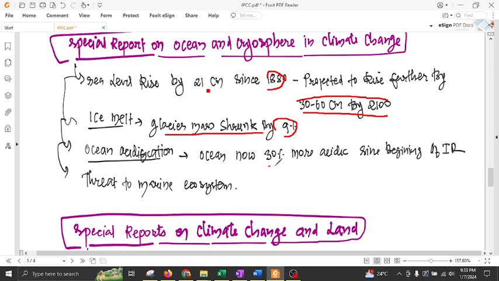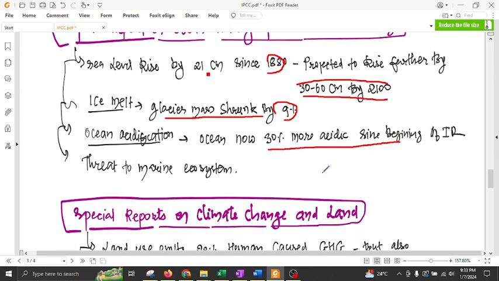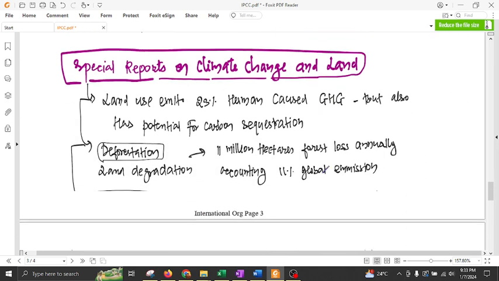The ocean is now 30% more acidic since the beginning of the industrial revolution, which is causing a threat to the marine ecosystem. The last report is the special report on climate change and land. So land use emits around 23% of greenhouse gases, but it also has a potential for carbon sequestration.